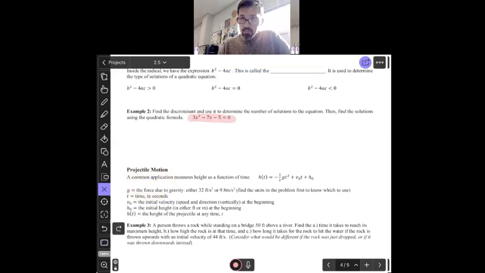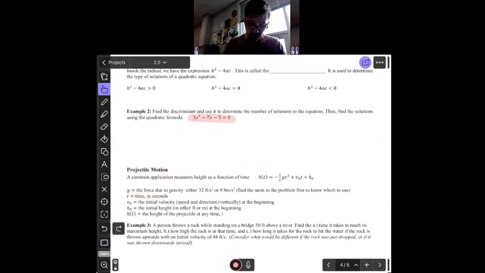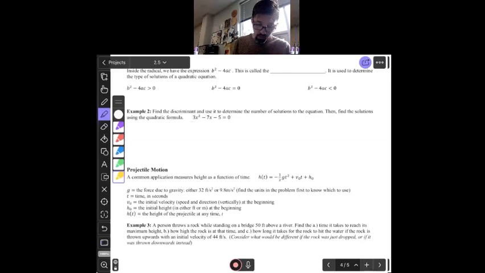You guys all find this problem? Okay. So we're going to do that problem. We are not going to do the discriminant stuff, just to save some time to talk about all that other stuff. So we're just going to be finding the solutions using the quadratic formula. That's all we're doing.